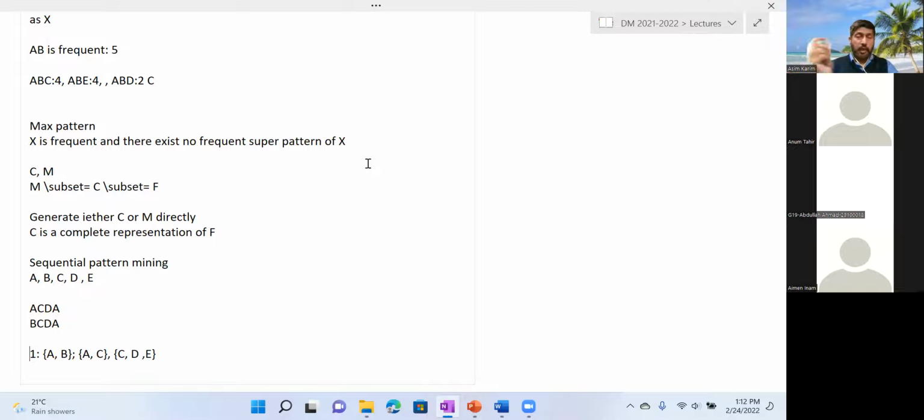Okay? So we would like to see such trends, that if someone bought something one day, what will they buy next time? Similarly, for web pages, what is the common order in which people visit a particular website?